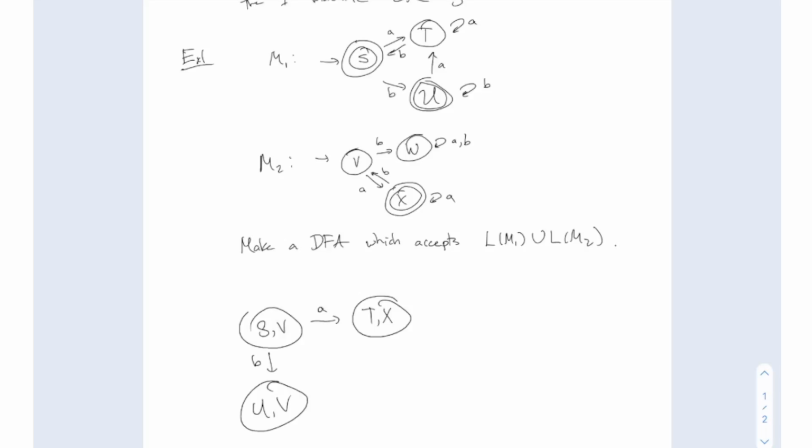And so on. Okay, how about the arrows from TX? If I do A from TX, A is a loop on T and also a loop on X. So actually A from TX goes back to TX. And B from TX, from T, B goes to S, and from X, B goes to V. So from TX, I go to SV, which I already wrote. So the B goes back like that.